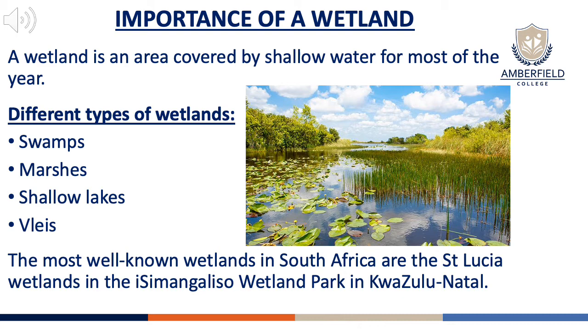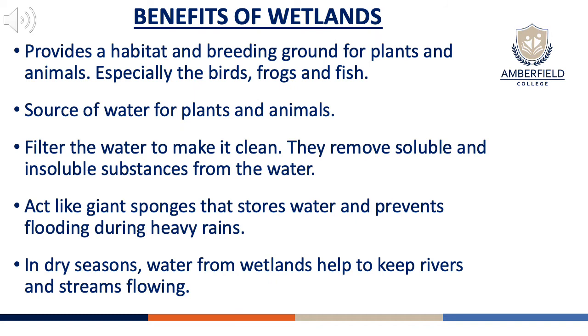Now remember, there are many different types of wetlands and there are many different species of animals and birds and insects living in these wetlands. So just have a look at that beautiful picture and imagine what animals and living and non-living things might live in that wetland. And then we can kind of understand the importance of it. So let's have a look at the benefits of a wetland.